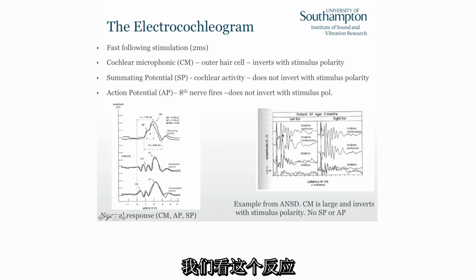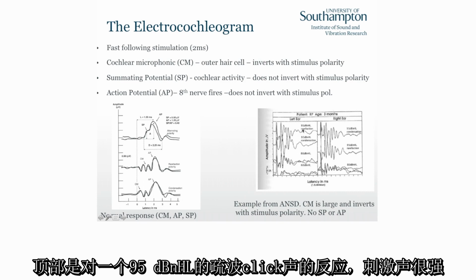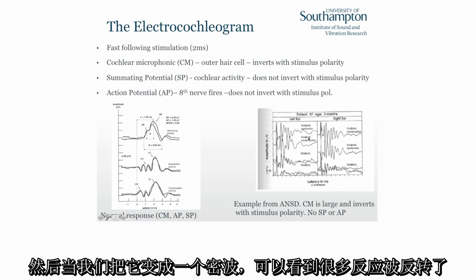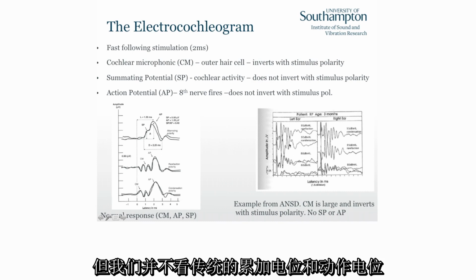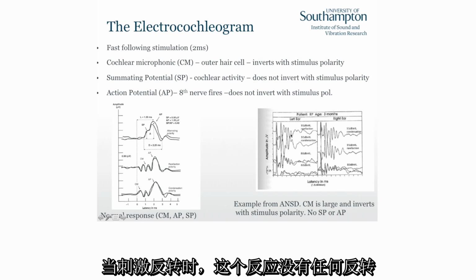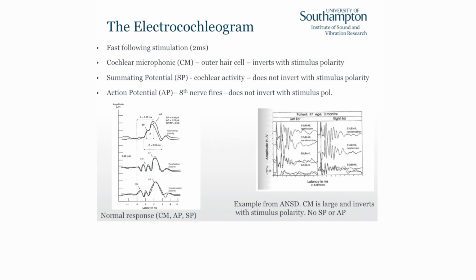What we see is a response. So the top waveform is for a rarefaction click at 95 dB nHL, so a loud click. And then when we invert this to a condensation, we see a lot of the responses inverted. So the second response is the inversion of the top response. But what we're not seeing is the classic summating potential and action potential. So there's nothing in this response that isn't inverting when the stimulus inverts.